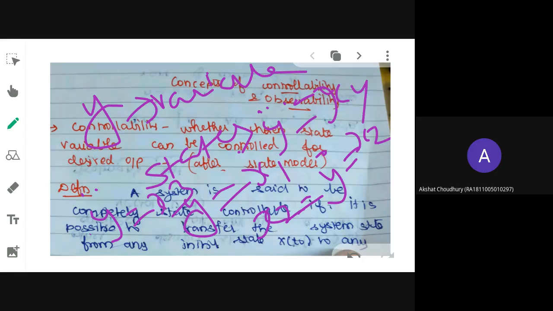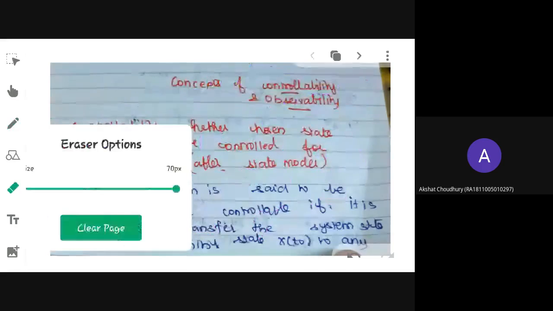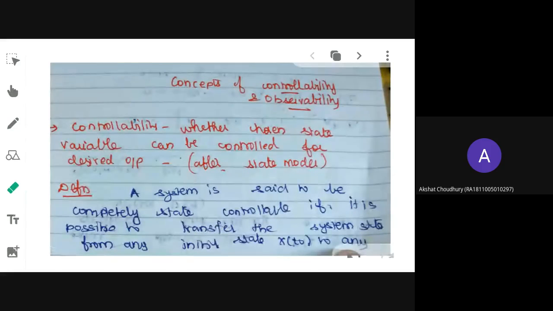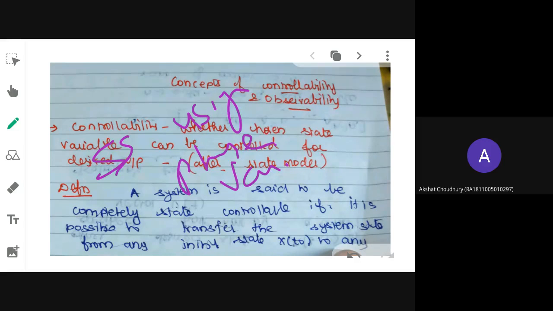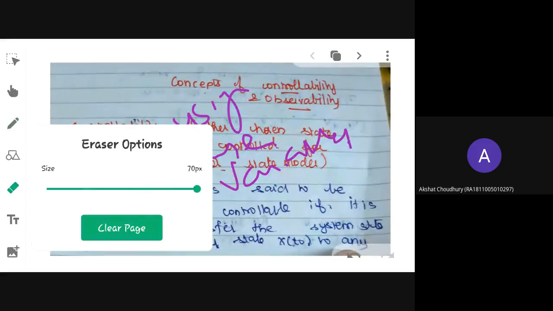So these are what type of variables? These are physical variables or phase variables? That is my question. Phase. Okay, so this is a state model using phase variables. That is the difference between using physical variables and phase variables for obtaining a state space model. Either way, you should be able to find out the state model.